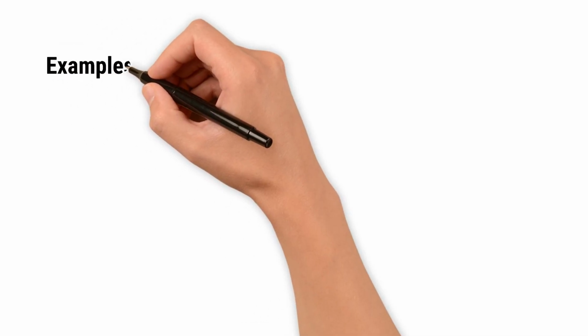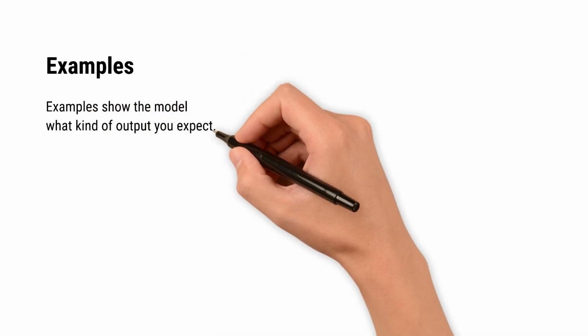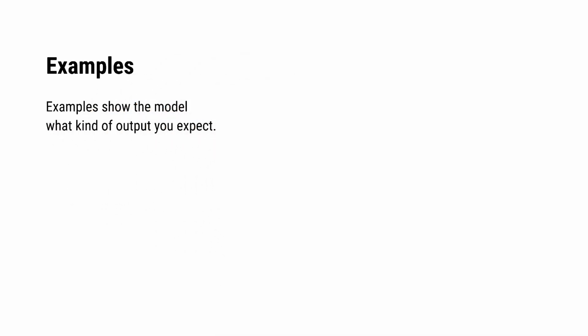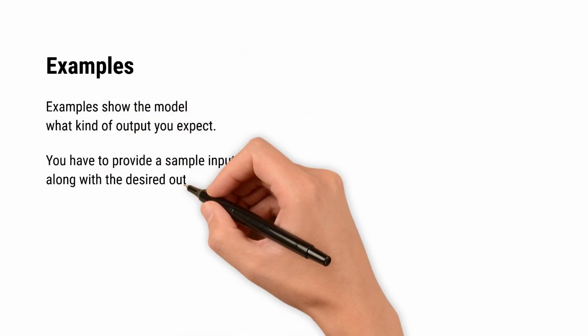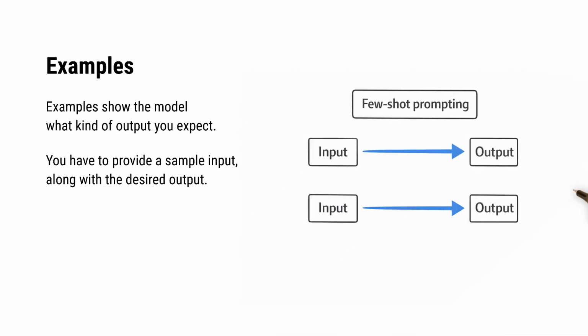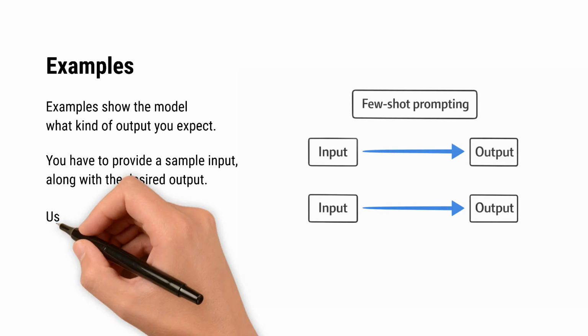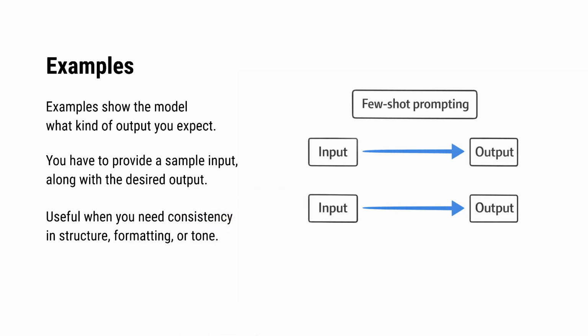Examples. Examples show the model what kind of output you expect. Instead of only telling the model what to do, you demonstrate it. This is known as few-shot prompting. You provide a sample input, along with the desired output. The model learns the pattern and continues it for new inputs. This is especially useful when you need consistency in structure, formatting, or tone. When in doubt, showing is often more effective than explaining.